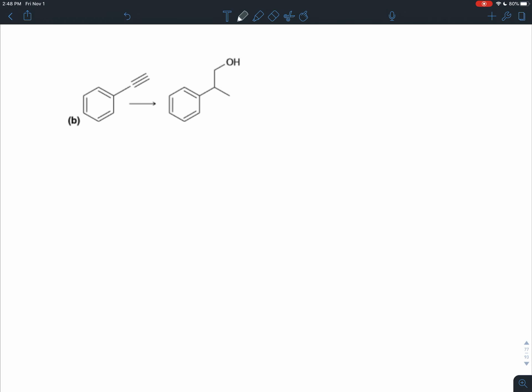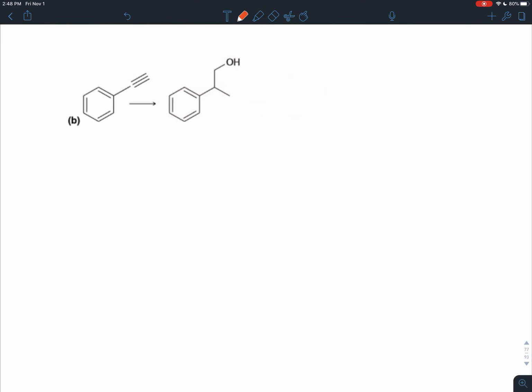And if all of that sounds like gibberish in a foreign language, I encourage you to go back and watch the video on synthesizing aldehydes and ketones, where we talk about those terms. And the reagents are listed separately in a table. So that's the first thing. We have a terminal alkyne.